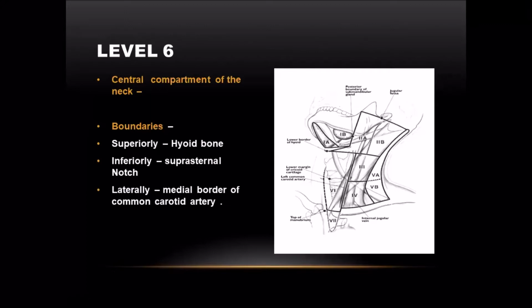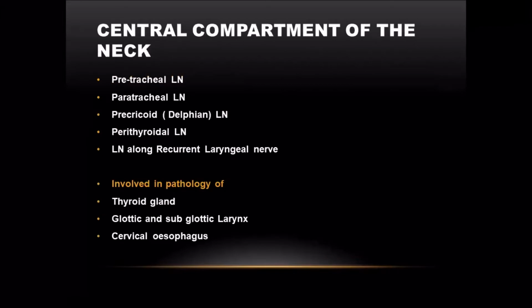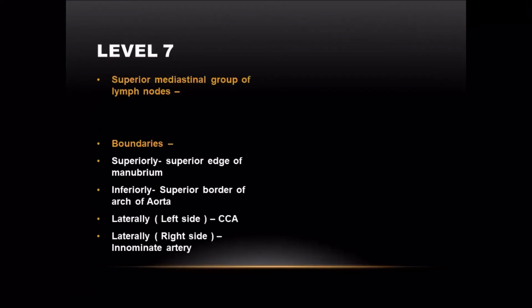This level of lymph node basically constitutes the pretracheal lymph node, paratracheal lymph node, precricoid lymph node, perithyroidal lymph node, and the lymph node that is along the recurrent laryngeal nerve. These are enlarged basically if there is a pathology in the thyroid gland, the glottic and subglottic larynx, and the cervical esophagus.